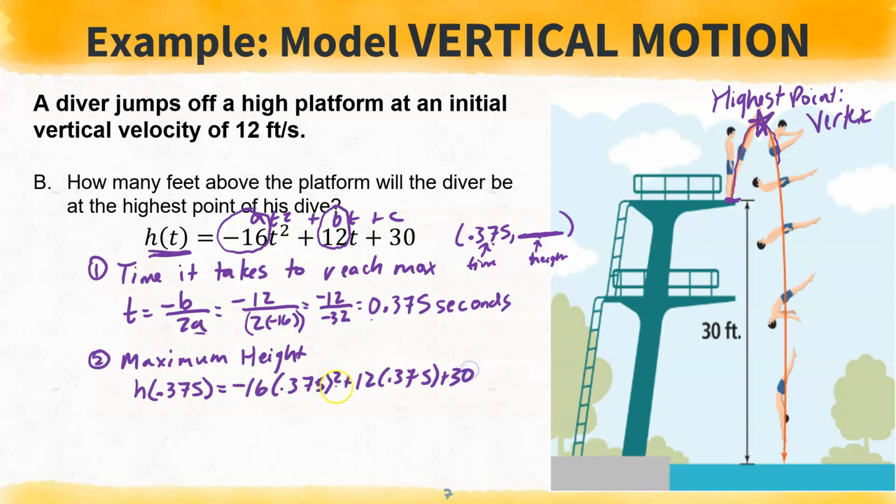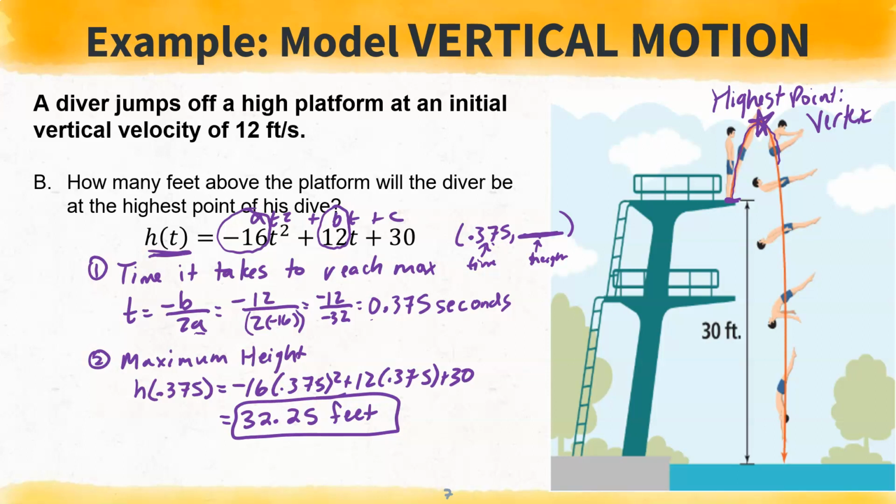Now I would just type all of this in one shot into my calculator. I'm going to assume we know how to do that. If you're not sure, make sure you're practicing it and asking questions of your teacher. But the maximum height that he will reach at his highest point is 32.25 feet.